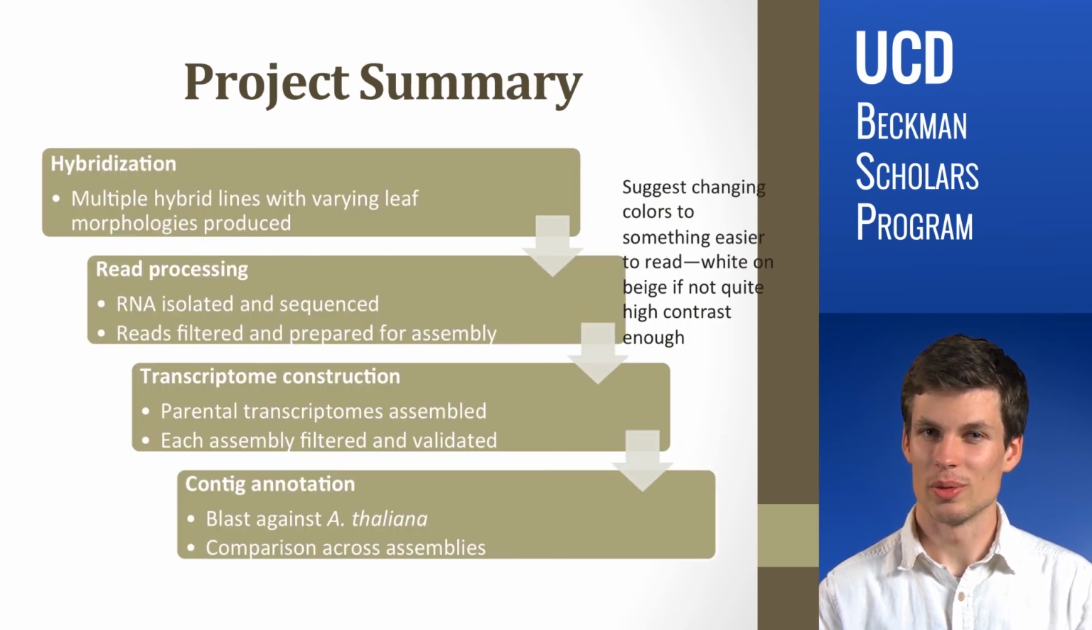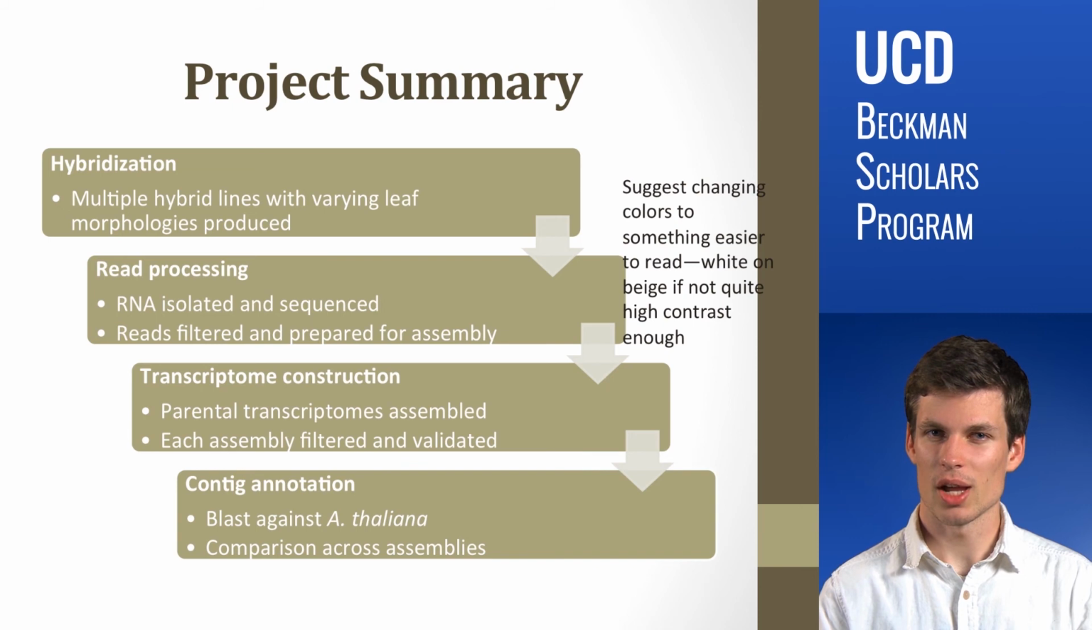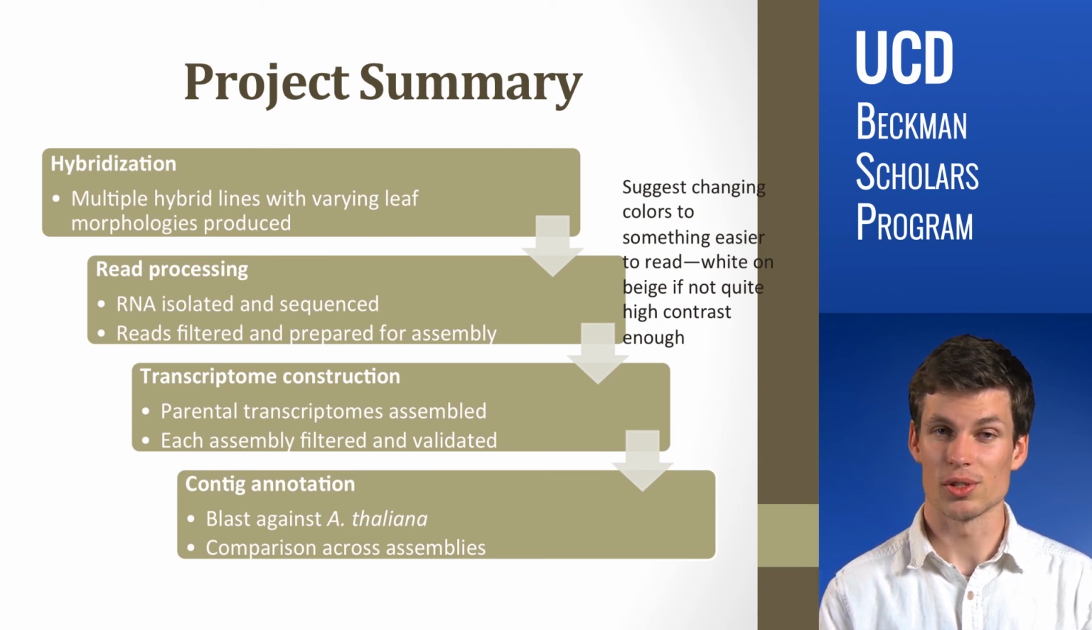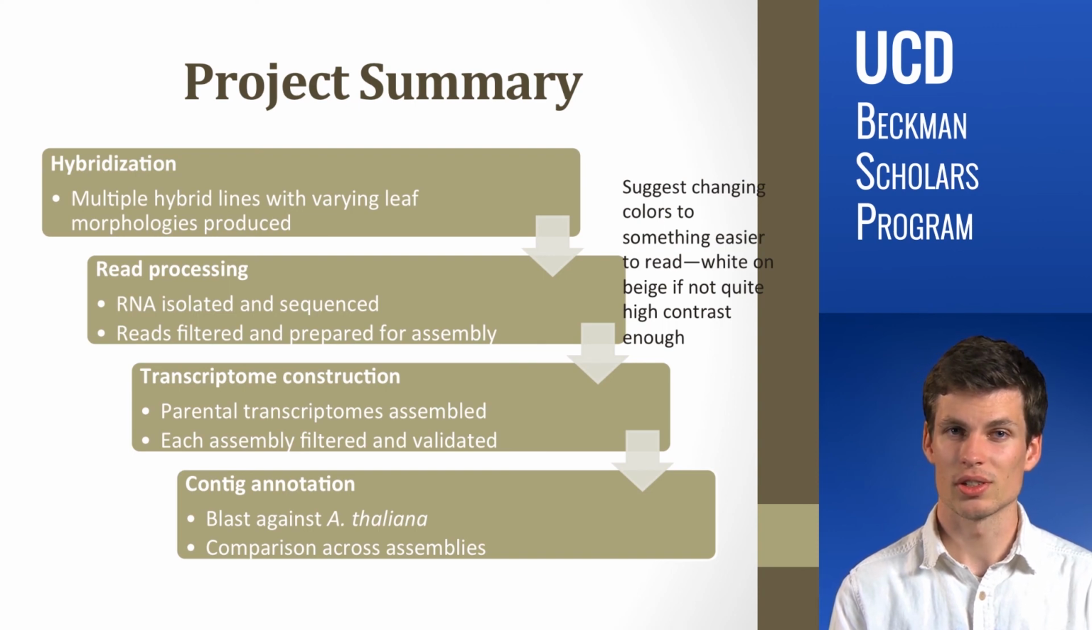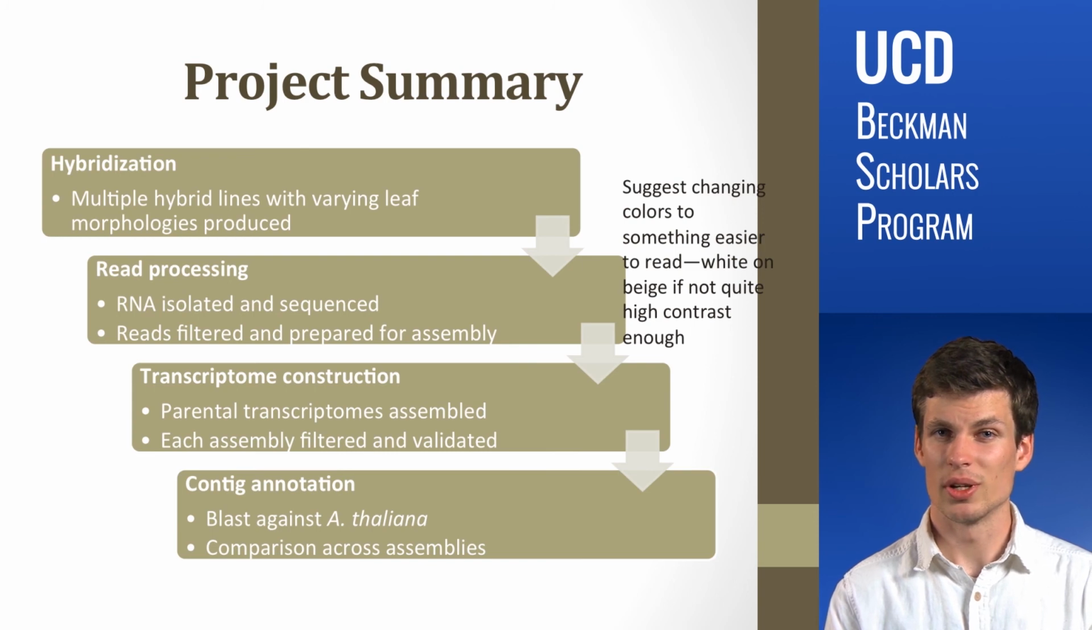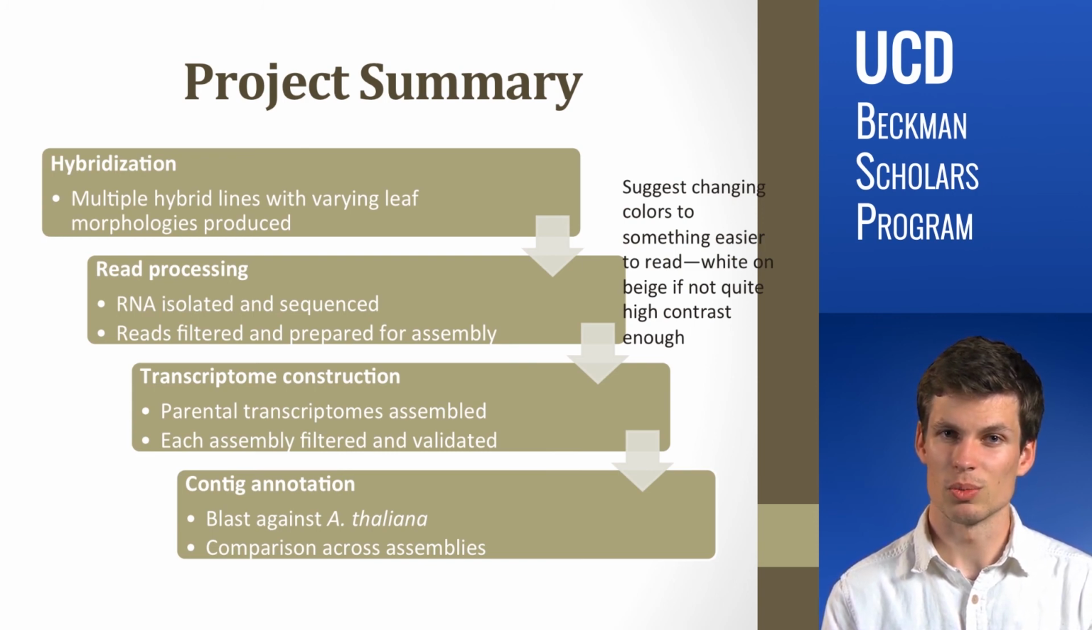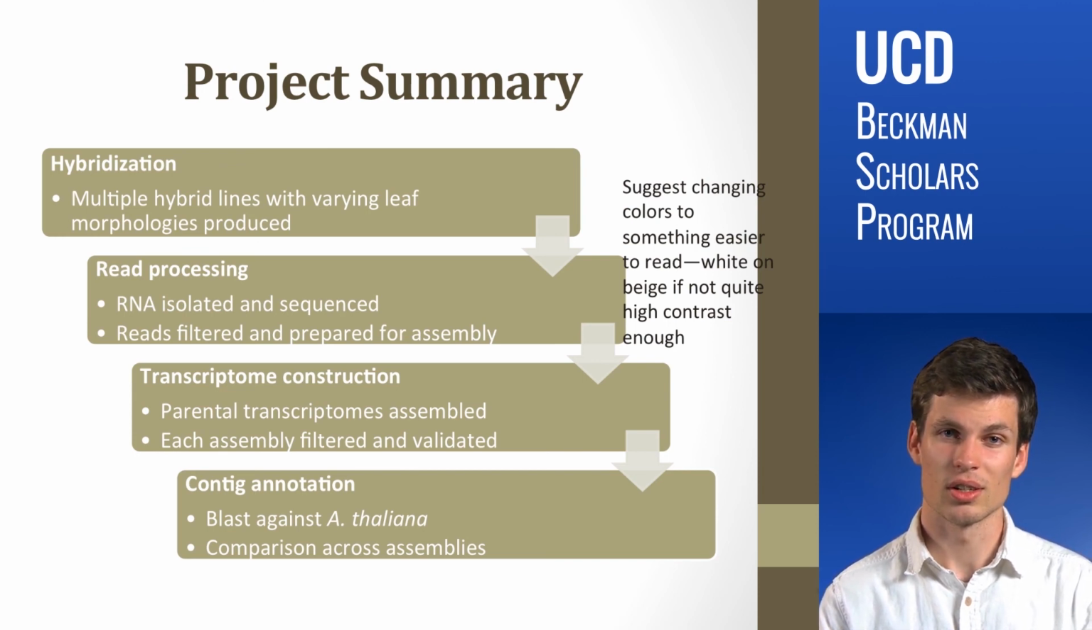Thus far, our two Lepidium species have been hybridized, producing hybrid lines with widely varying intermediate leaf morphologies. Harvesting RNA from the parental species provided us with the sequence data which, after filtering, form the basis for the assembly of a transcriptome for each parental species. And, after filtering and validating these assemblies, we've begun to annotate the contigs present and find the similarities and differences between the two species that will form the foundation for our further analyses.